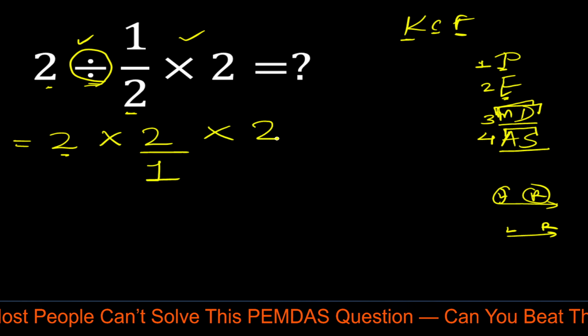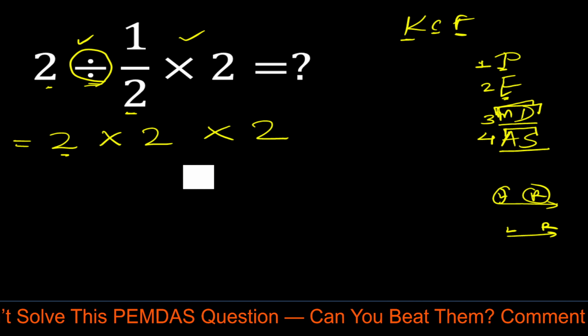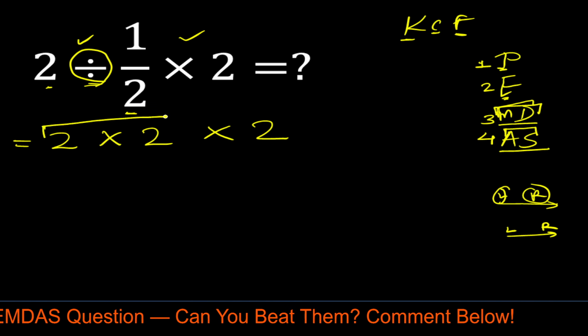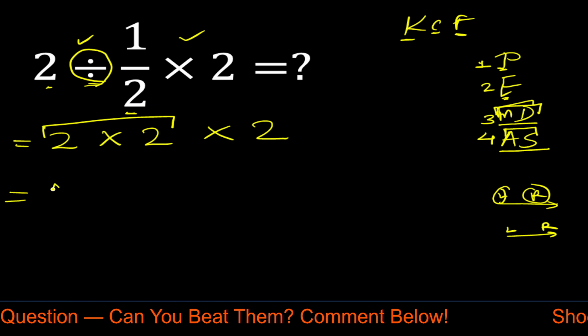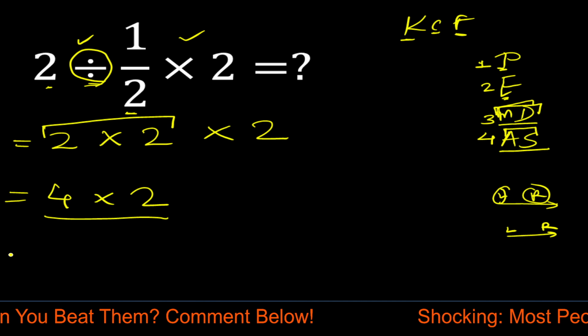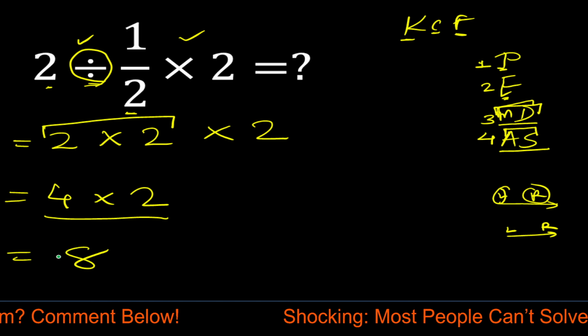Times 2. Now 2 upon 1 is equal to 2, so we can remove this one, right? Now 2 times 2 is equal to 4, times 2. Now 4 times 2 is equal to 8, right? So the correct answer is 8.